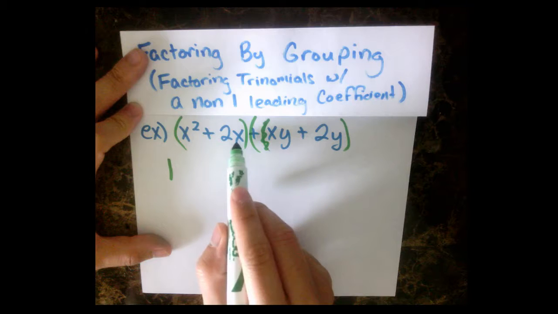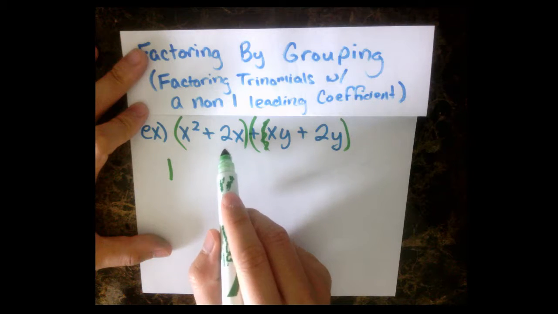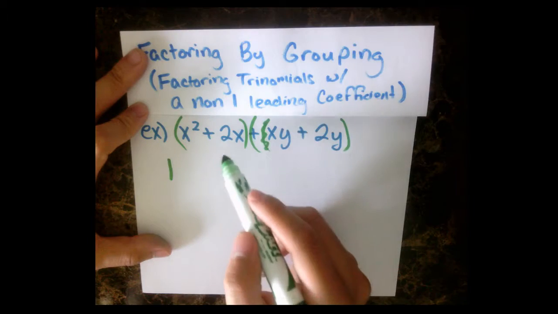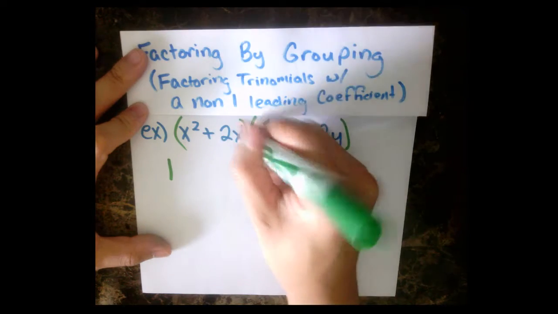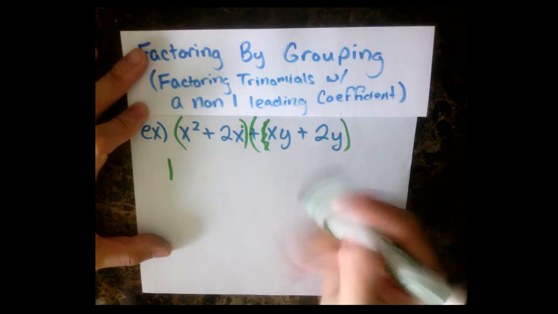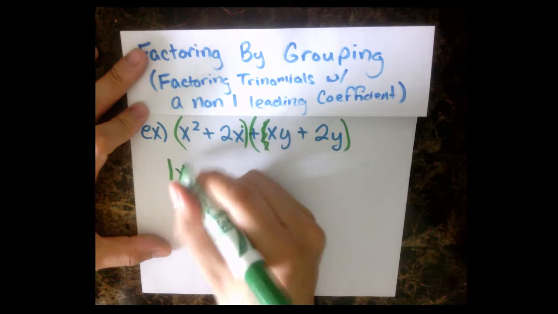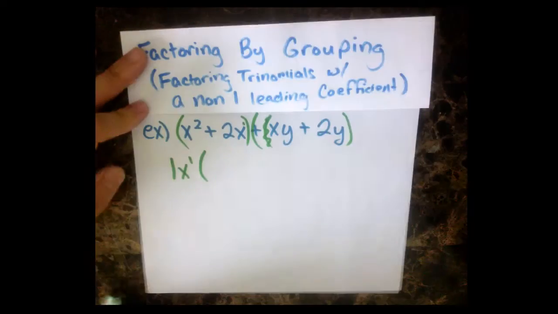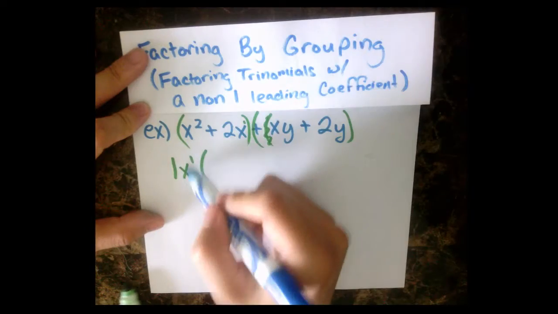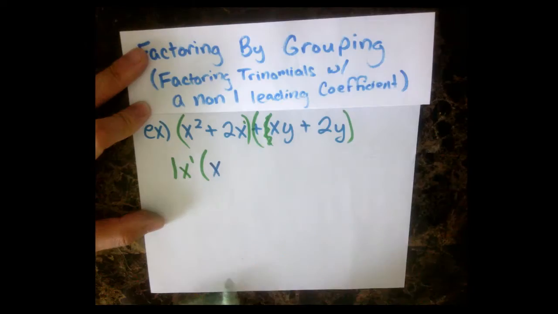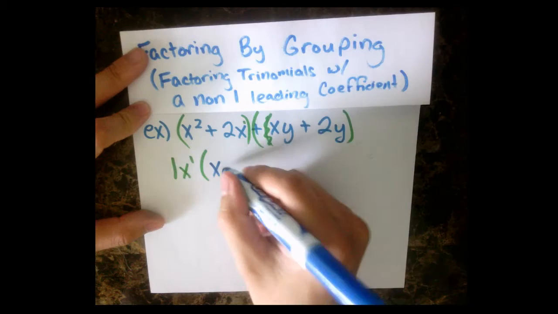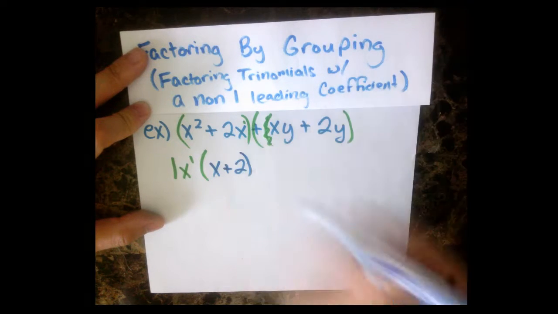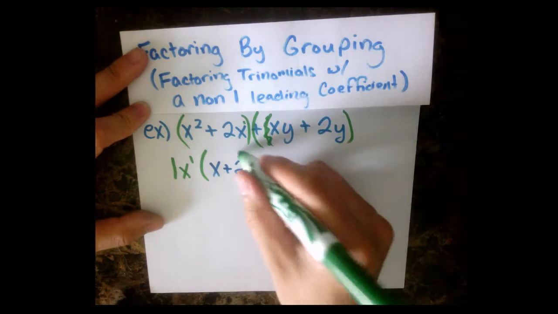x squared and x. Remember, you want to take out the variable with the lowest degree. So there's x to the first and x to the second. We want to pull out the lowest, so that's x to the first. Alright, and let's go ahead and simplify what's inside here. What's left over is x squared divided by x just leaves us with 1x, and 2x divided by x just leaves us with that 2. Alright, that was supposed to be a green parentheses.